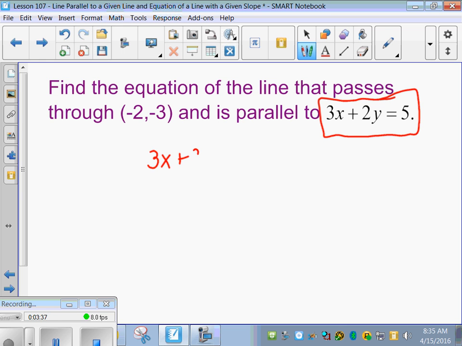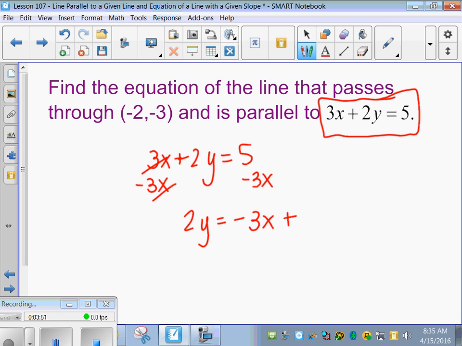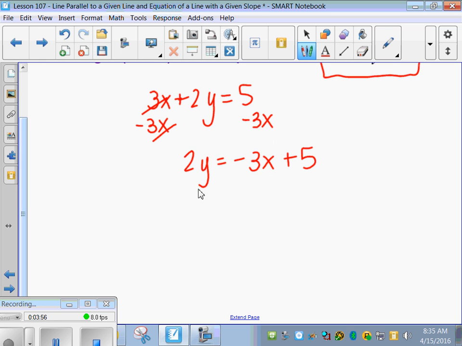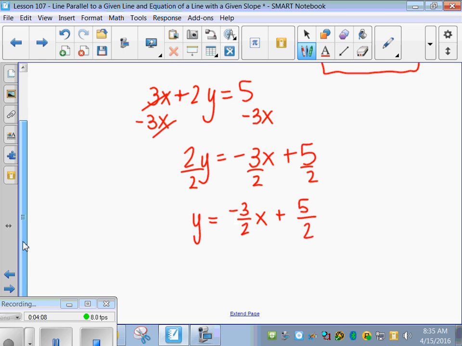So the first thing we have to do, if they don't give it to us already in slope-intercept form, is solve for y. So we're going to subtract 3x from both sides. So I get 2y equals negative 3x plus 5. Put the x part first. And then we're going to divide each term by 2. So y equals negative 3 halves x plus 5 halves. This is the original line.